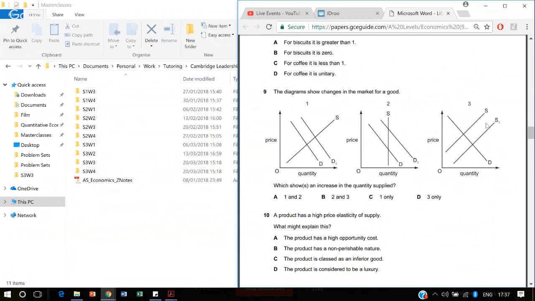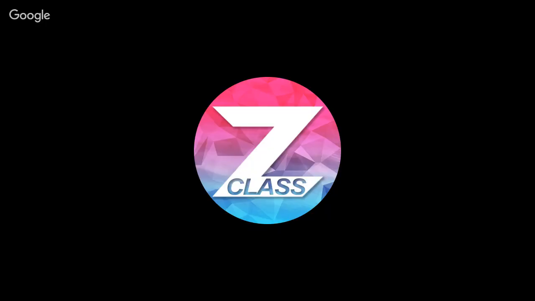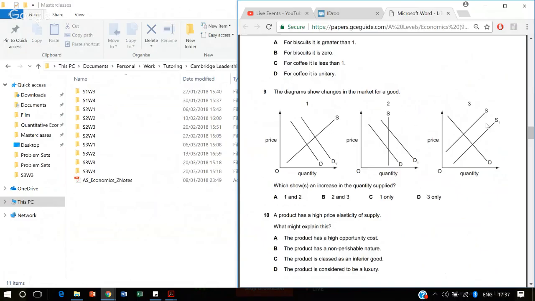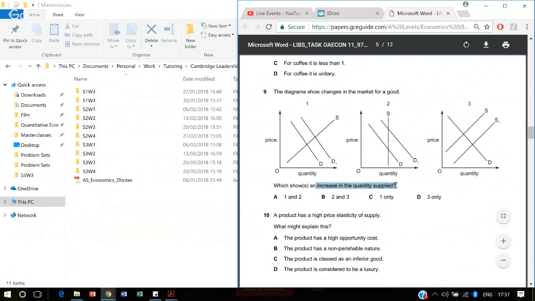So I'm not completely sure why it wouldn't be 3 as well. They've just defined an increase in the quantity supplied as only being a movement along the curve. I've never seen that before, but it might be worth looking at other papers to see if they do that again, because that would make things a whole lot trickier if that's how they define it, and it seems quite contradictory to some of the other questions they're asking. Okay, I'll have a look into that for you for next week.